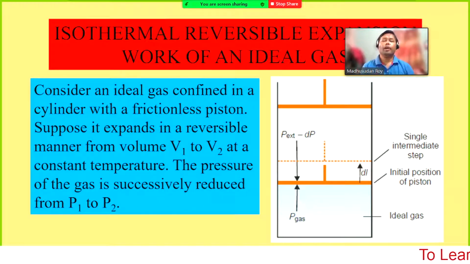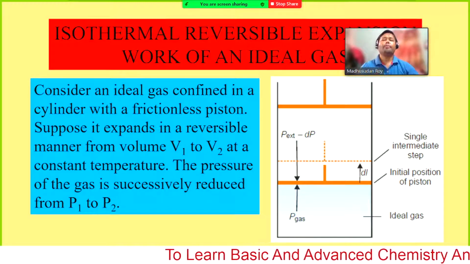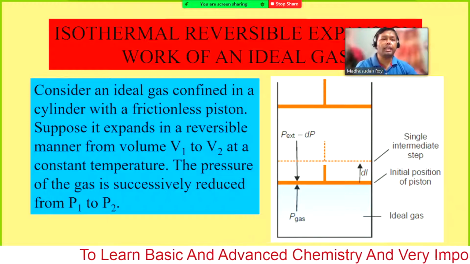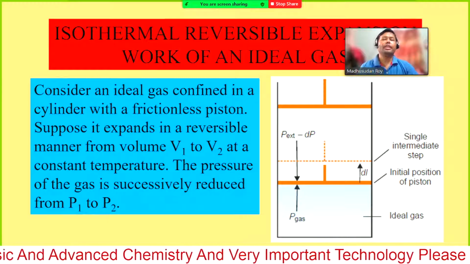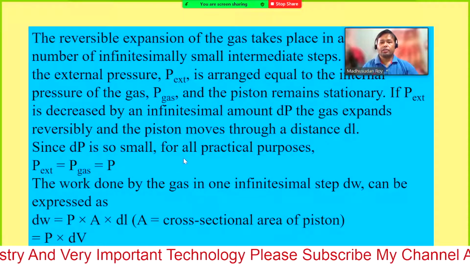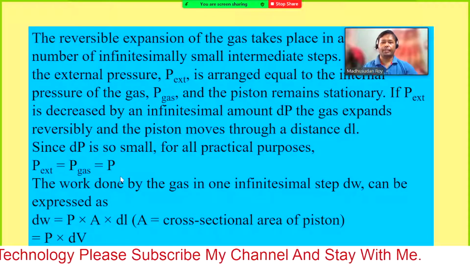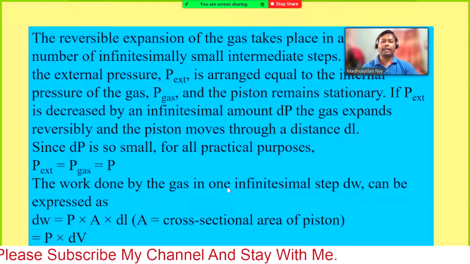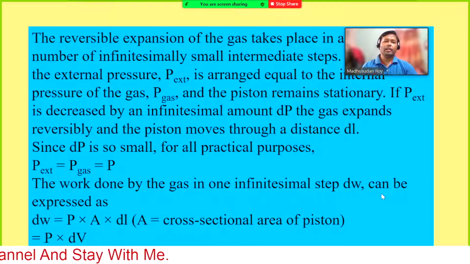So the overall volume remains closely the same but increased a little bit. However, the total pressure of the system will decrease a little bit. However, that can be considered equal to the initial condition or initial pressure. Okay, so for all practical purposes Pext equals P gas equals P. So the work done by the gas in one infinitesimal step, dW, can be expressed as in the previous slides.